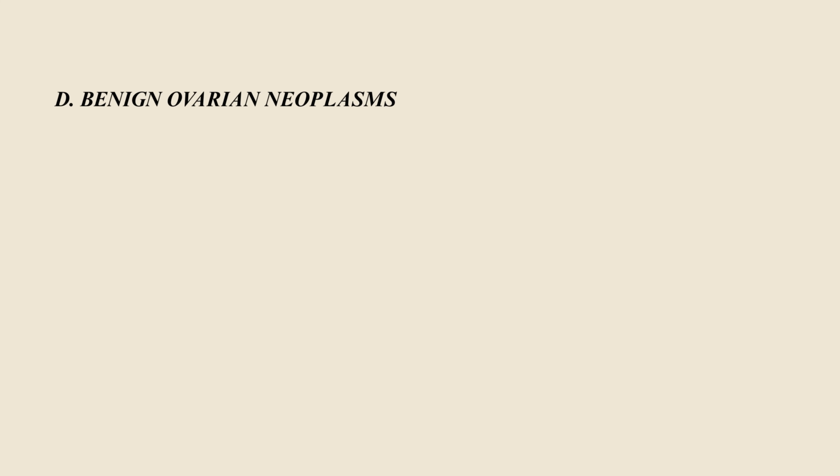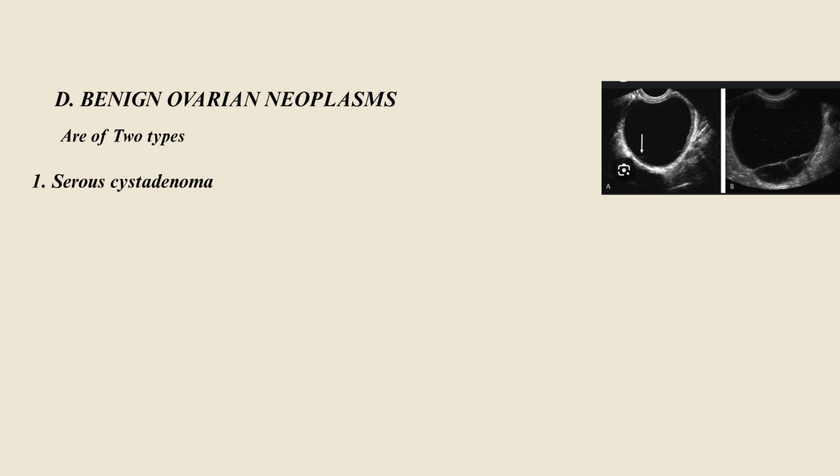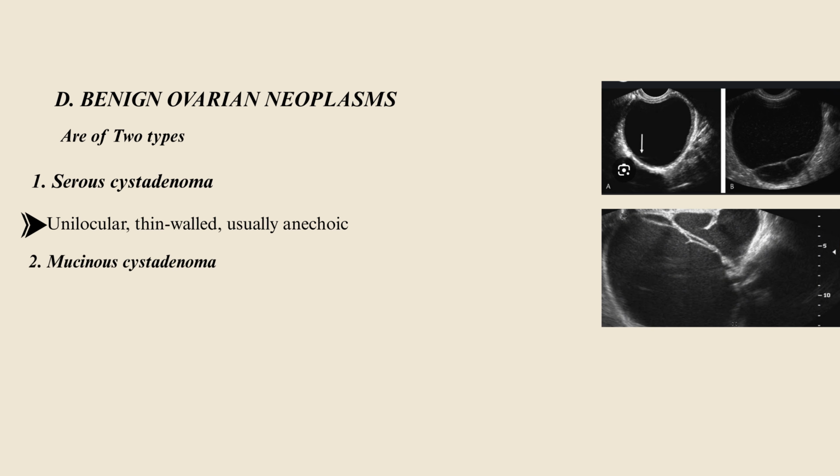Benign ovarian neoplasms are of 2 types. Number 1, serous cystadenomas, which are unilocular, thin-walled, and usually anechoic. Then is mucinous cystadenoma, which is usually multiloculated with fine septations, and it is usually large in size.